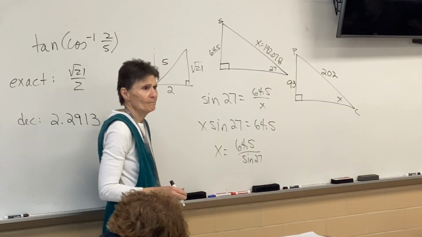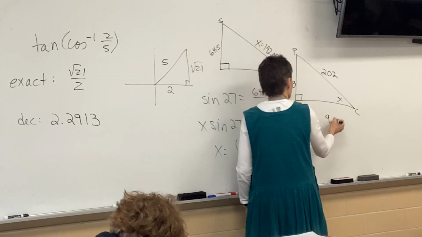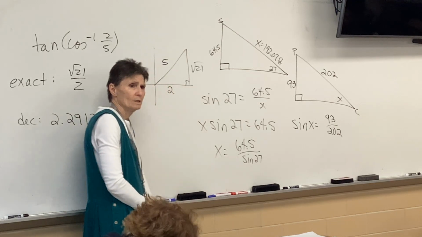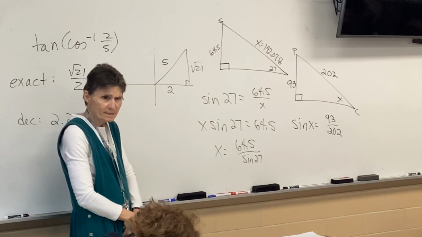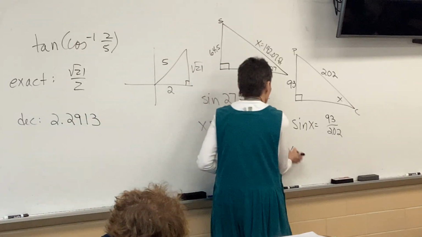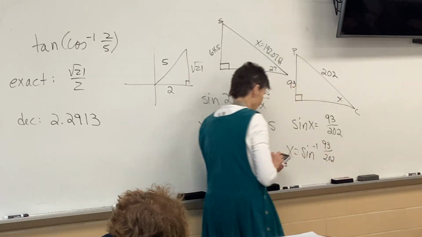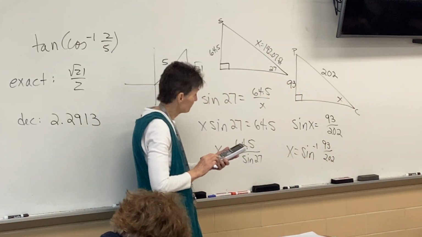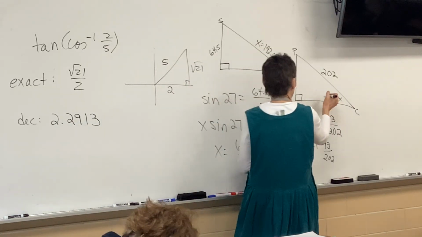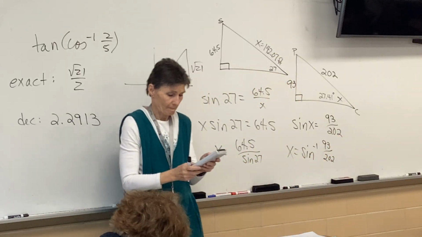Is this another sine? So sine X equals 93 over 202. Don't you dare multiply by 202. When X is the angle, we go straight to the calculator and inverse sine. 27.41 degrees. Is that what you got? Yes.